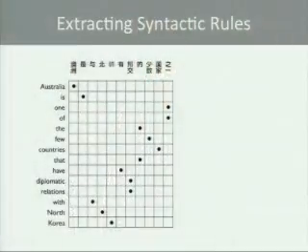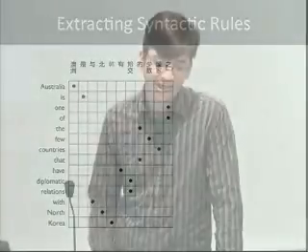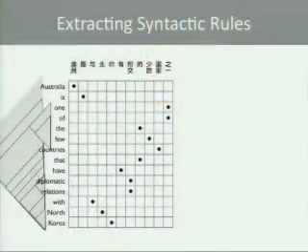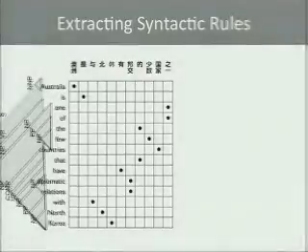So when we shifted to these syntactic rules, what we've done is we've just gone ahead and parsed the English side of our parallel corpus. So for all of the English sentences in our bilingual parallel corpus, we now have an automatic parse tree associated with it.